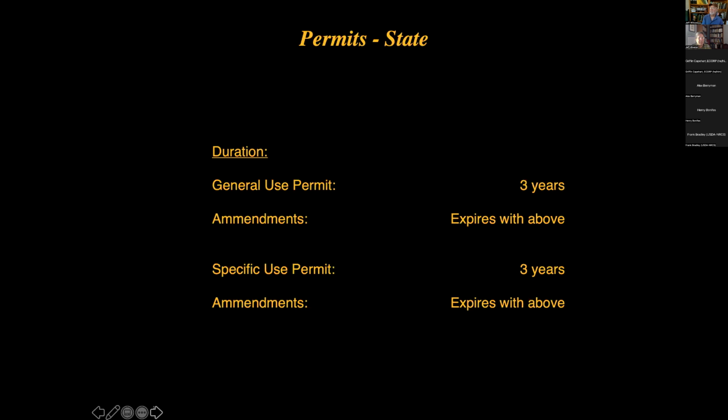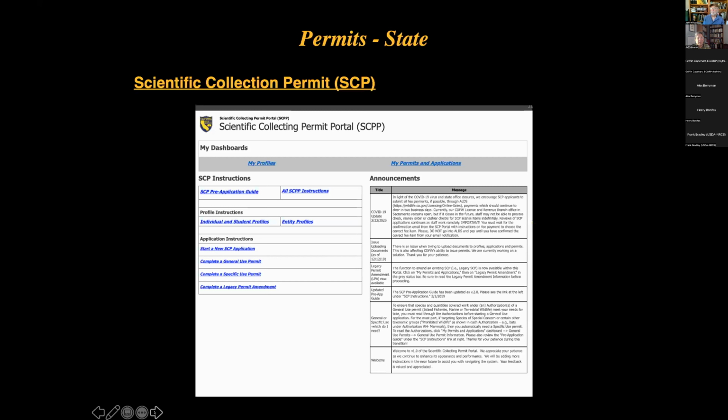The duration of these permits, both general use and specific use, is 3 years. I have to tell you, I think I know one person with a general use permit. Everybody else I know has a specific use permit. So just ignore the fact that they offer a general use permit.